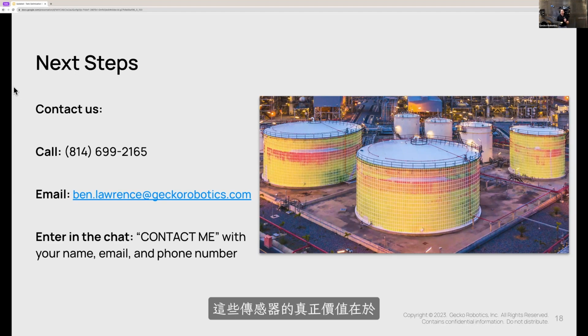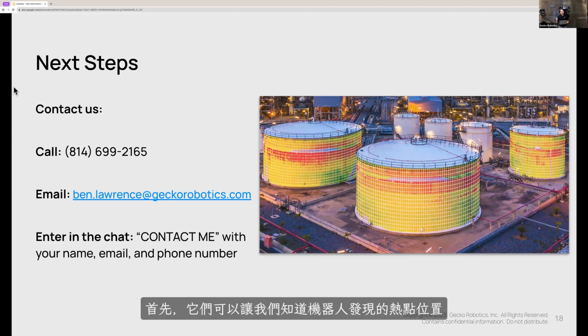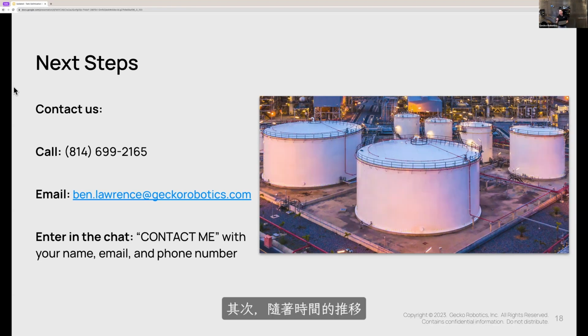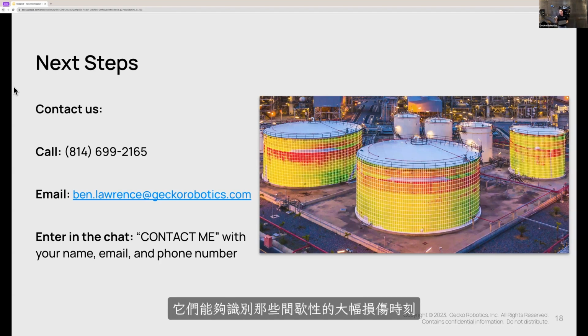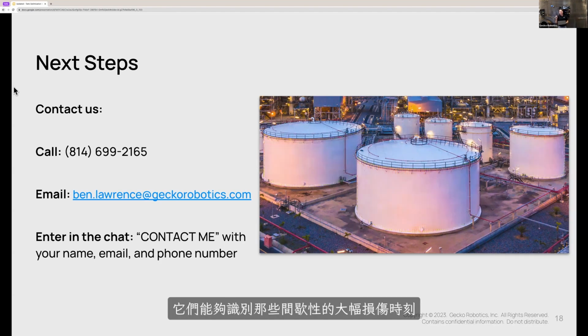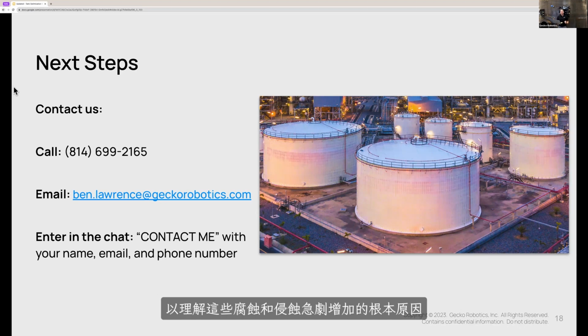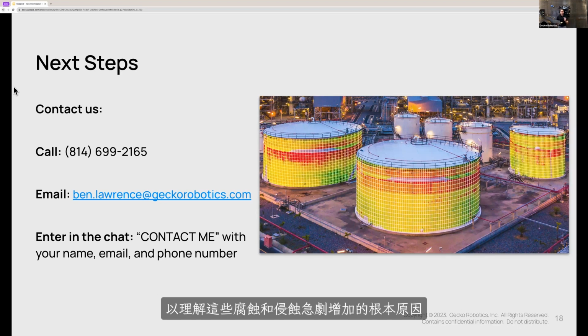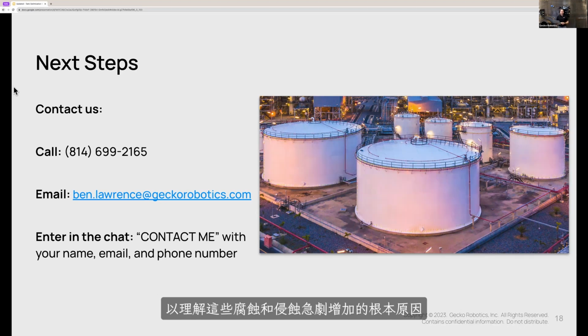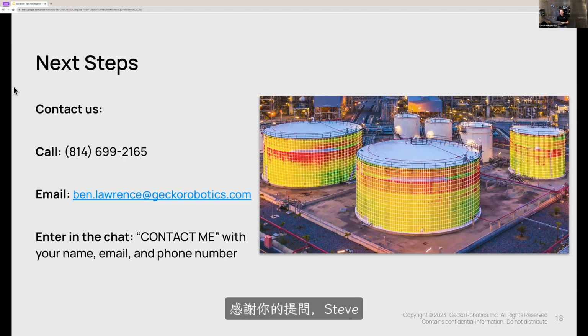The real value of these sensors, guys, is number one, knowing where to monitor the hot spots that the robots find. But second is, over time, being able to identify those intermittent high damage moments when corrosion or erosion accelerates very quickly, so that we can then go back and start looking at process data to understand the root cause of those huge increases in corrosion and erosion. So thank you for your question, Steve.